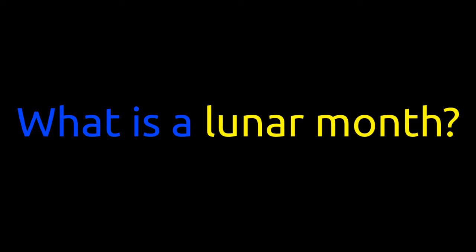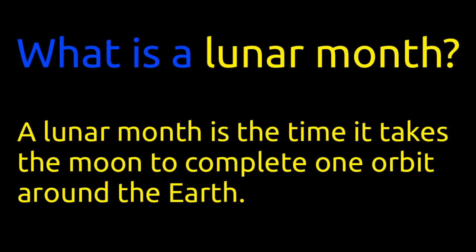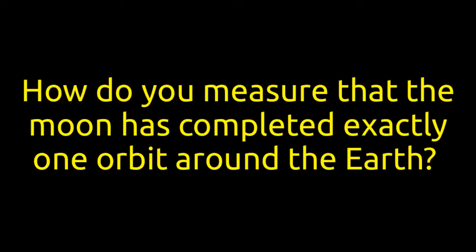What is a lunar month? Well, we just went over that, right? It's the amount of time it takes for the moon to complete one orbit around the Earth, right? How do you measure that the moon has completed exactly one orbit around the Earth? Well, you just see that it made it back to the same place in its orbit, right?